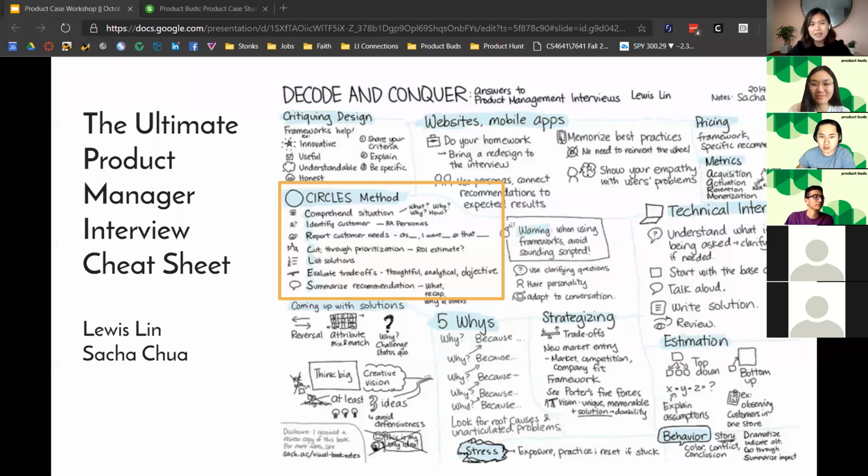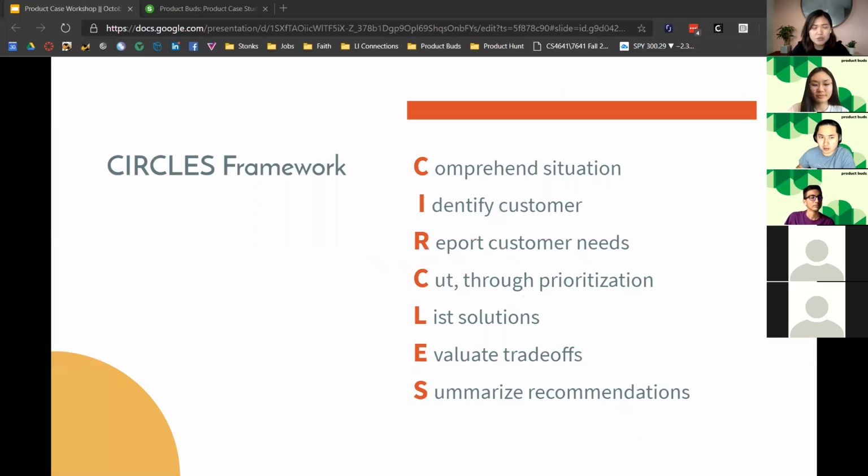So moving on, let's talk about the circles framework, which we're going to use for this product case. This is the go-to for many, many PMs that I know. Take a second and read it on the slide. You don't need to memorize it because we'll be walking through it step by step. Okay, so we have circles: comprehending the situation, identifying the customer, reporting needs, cutting and prioritizing, listing solutions, evaluating trade-offs, and summarizing recommendations. Okay, and then let's start getting into it.